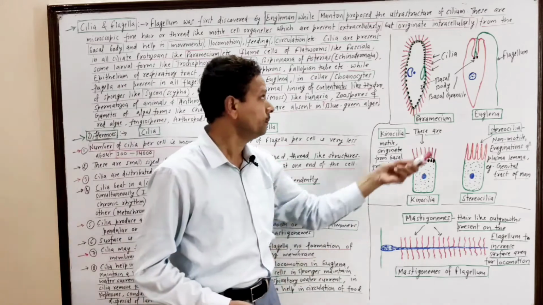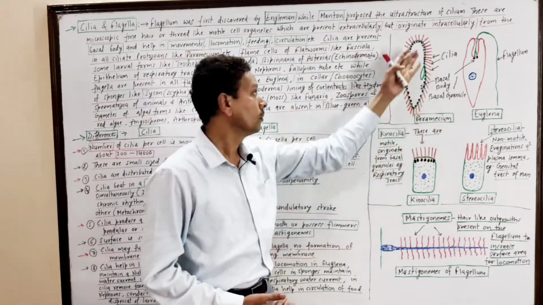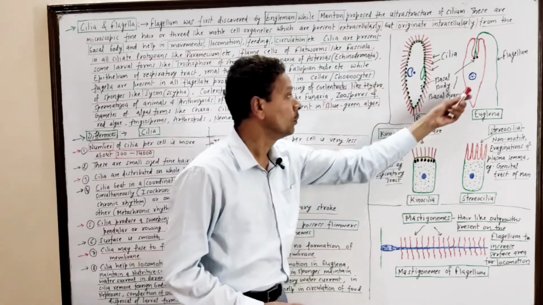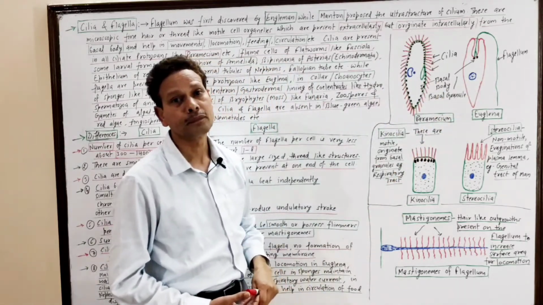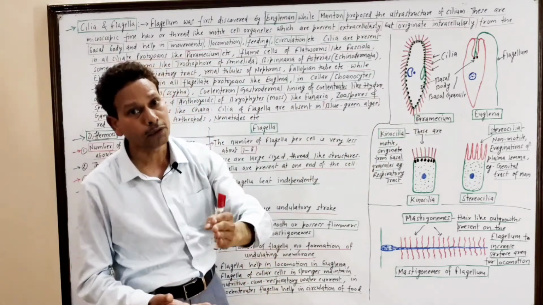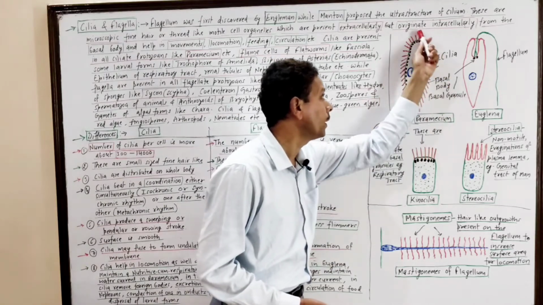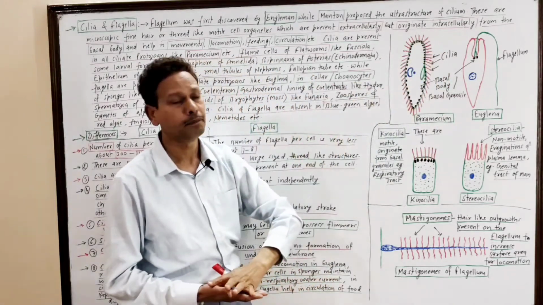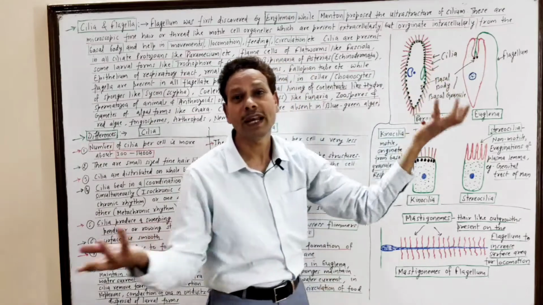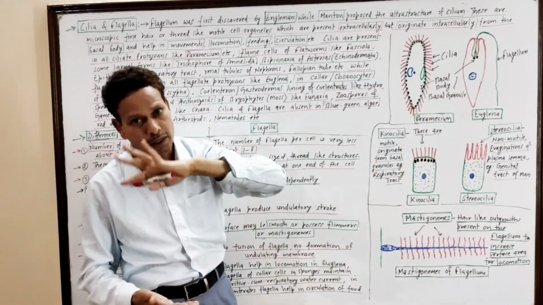Their number is much more as compared to the flagellum. These cilia are about 300 to 14,000. Note down, 300 to 14,000 per cell. But the number of flagellum is very less, 1 to 8 per cell.